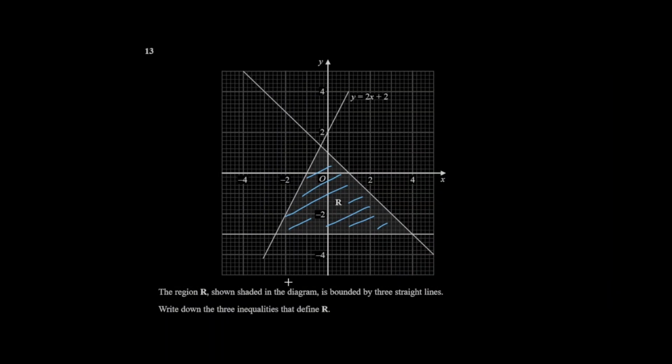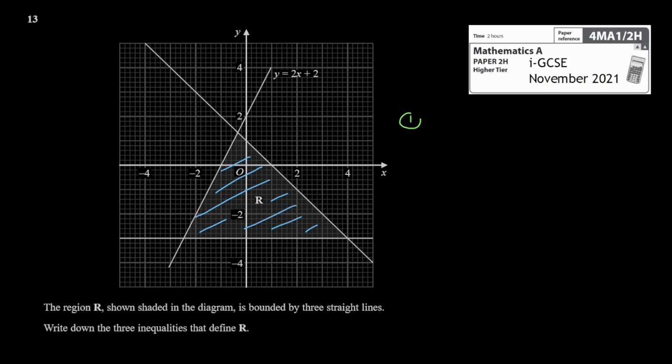Okay, question 13, we've got a region bounded by 3 lines and we have to define that region by a series of 3 inequalities. So our first inequality is virtually given to us because region R is sitting below the line y is equal to 2x plus 2. So our first condition, if we're going to include that boundary, y is less than or equal to 2x plus 2.